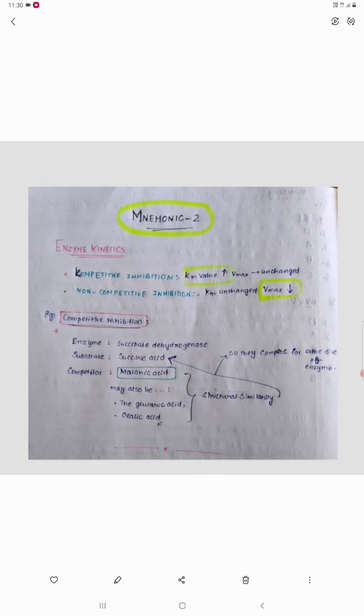In competitive inhibition, Km value increases and Vmax remains unchanged. And in non-competitive inhibition, Km will remain unchanged and Vmax decreases. So you should remember, this is very important. This can be asked in your bits also, like MCQs. And in competitive inhibition, this is all about succinate dehydrogenase, succinic acid, and malonic acid acting as a competitor.